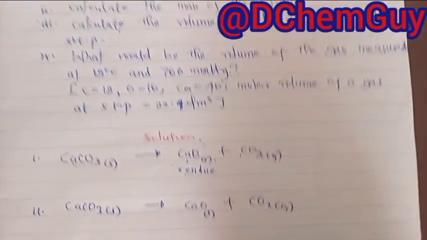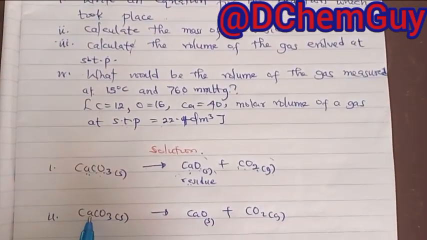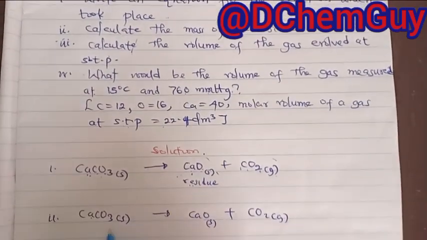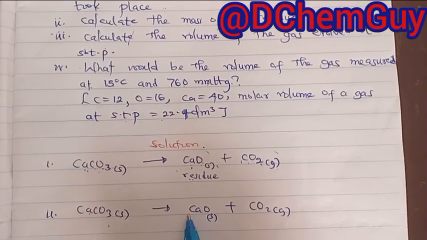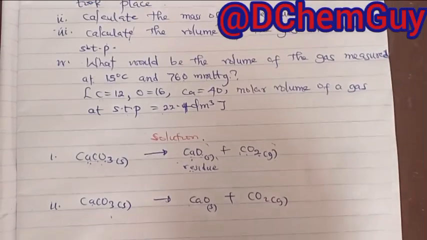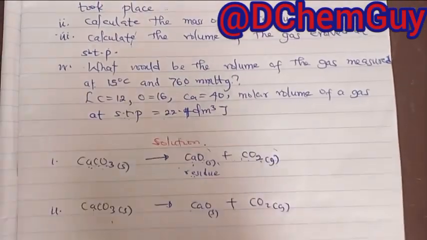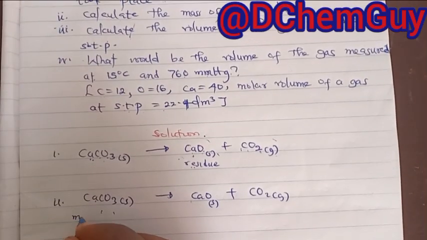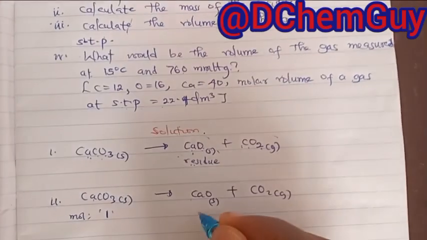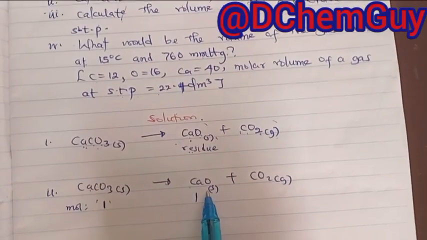Now, the next line of action is to identify what you are working with, which is calcium carbonate, because you are given 1 gram and you are looking for the mass of the residue. So how do we proceed? First, identify the number of moles in each case. This one is 1 mole, this one is also 1 mole. So it is 1:1.